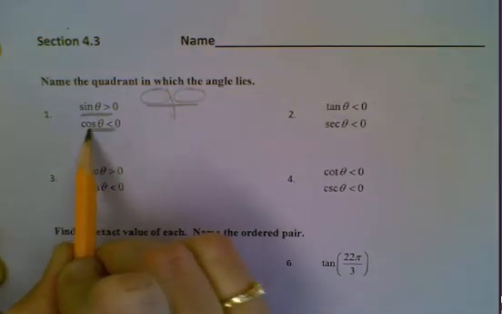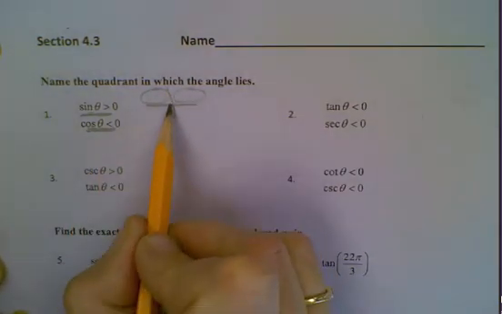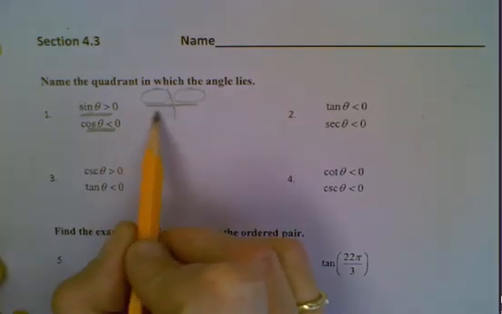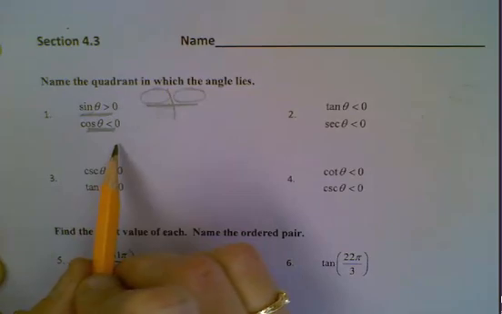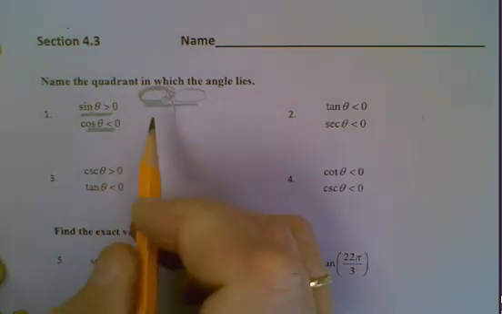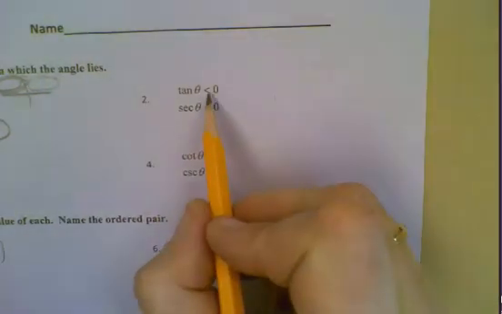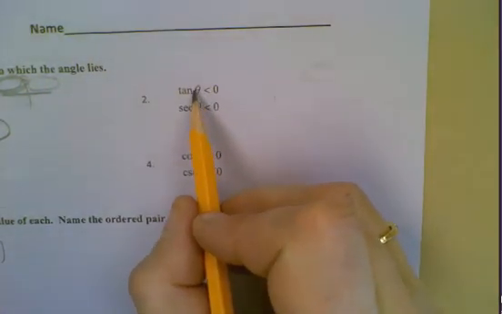But now this part tells me the cosine is negative. Cosine is negative when x is negative, because that's the x value, and so I look, that's in the second or third, so the one that makes both of them true is the second quadrant. Okay? It gets a little bit tougher when you start talking about tangents and things other than sine and cosine.